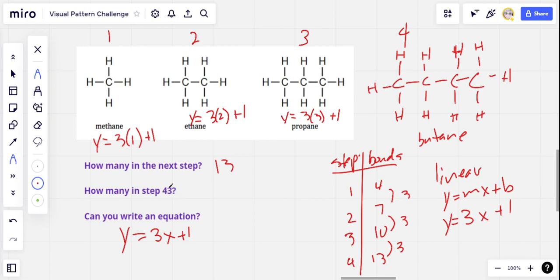Now, whatever this complex molecule that has 43 carbons is called, I don't know, but we can figure out the number of chemical bonds in it. We can just plug in step 43 for x. So y equals 3 times 43 plus 1. Let's see, 3 times 40 is 120, 3 times 3 is 9, so that's 129 plus 1, 130 bonds in that step 43 of these hydrocarbons.